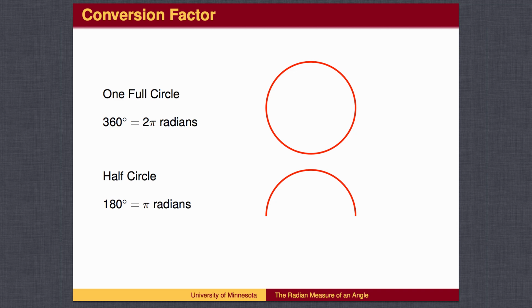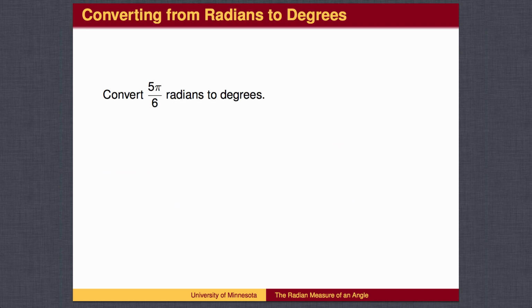The key conversion factor is derived from the fact that a full circle is 360 degrees and also 2 pi radians. It may be simpler to use the half circle conversion that pi radians is 180 degrees. In most familiar cases, the radian measure will be a rational number times pi, in which case there is an easy way to make the conversion. We know that pi radians is 180 degrees, so we can merely replace the pi with 180 degrees. We can then simplify.